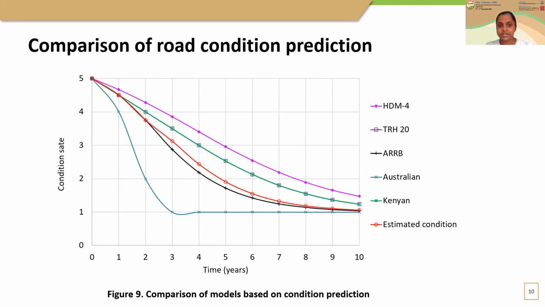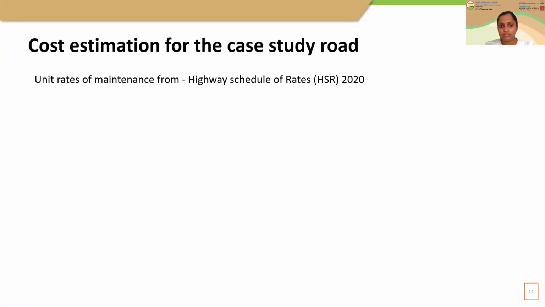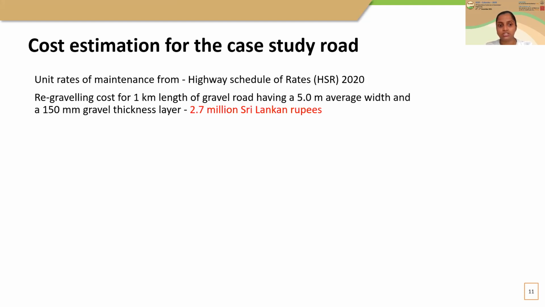After knowing this condition prediction, we can calculate the cost associated with maintenance over time. This cost estimation was based on the unit rates of maintenance, which were obtained from the Highway Schedule of Rates, the HSR 2020 document. According to that, regraveling cost for 1 kilometer length of gravel road, which has a 5 meter average width and 150 millimeter gravel thickness layer, will be around 2.7 million Sri Lankan rupees.